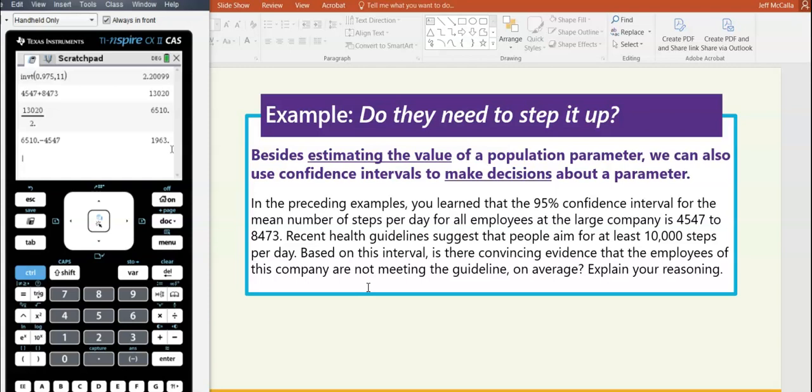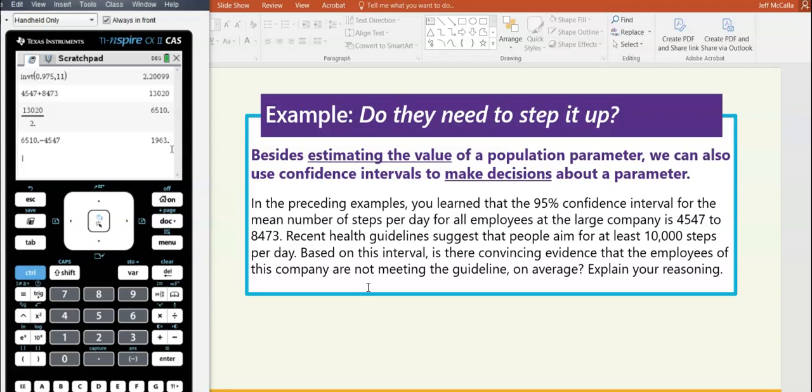So this is interesting. We can actually make decisions about a parameter. We learned that 95% of employees take steps between 4,000 and 8,000. Recent health guidelines suggest that people aim for at least 10,000 steps. Yeah, I told you it was low. Based on this interval, is there convincing evidence that the employees of this company are not meeting the average? Well, I think there's convincing evidence. We think the true mean is well below 10,000. In fact, the higher end of what we think the true mean might be is 8473. At the lower end is 4547. Every number that's a plausible value in that interval is below 10,000.